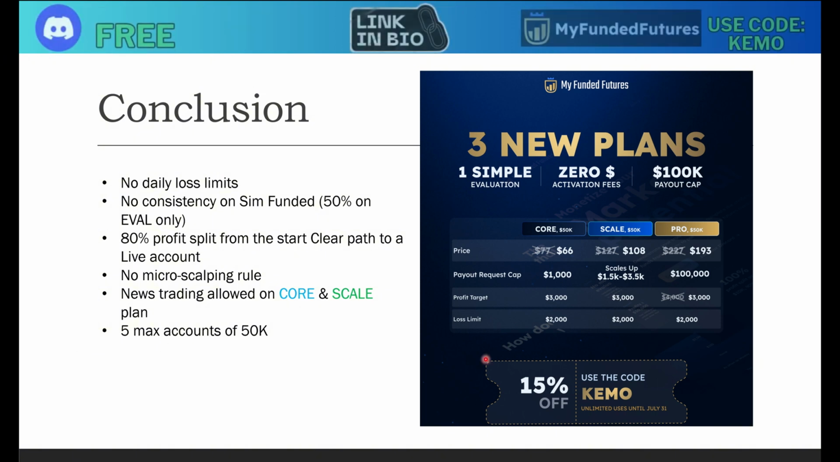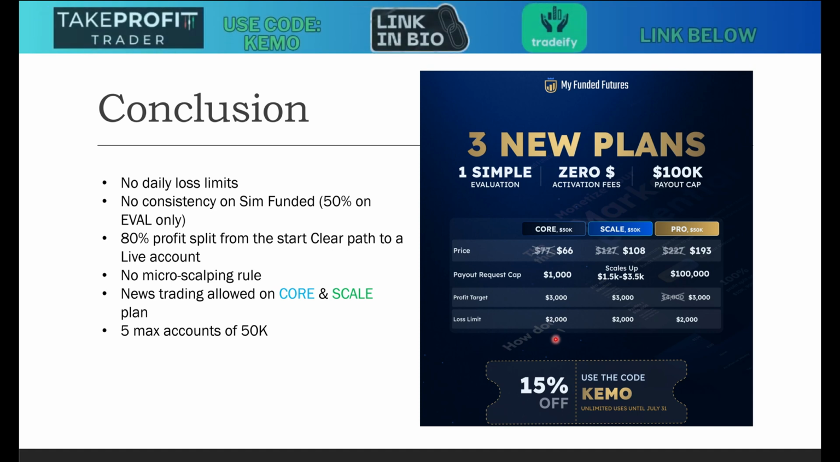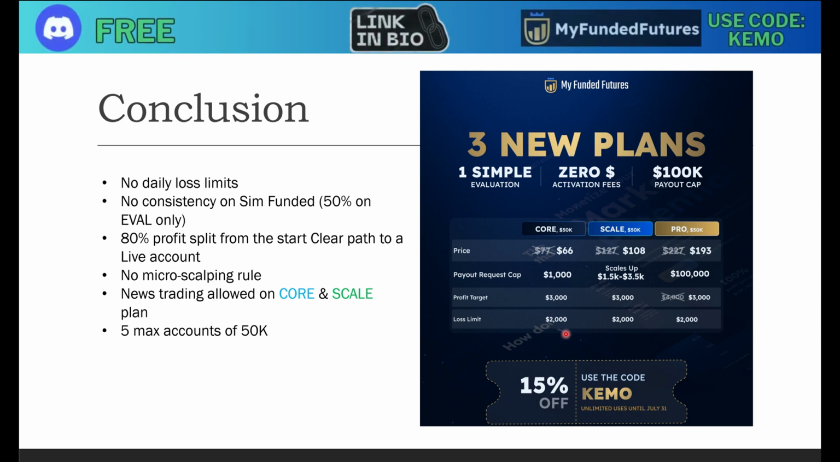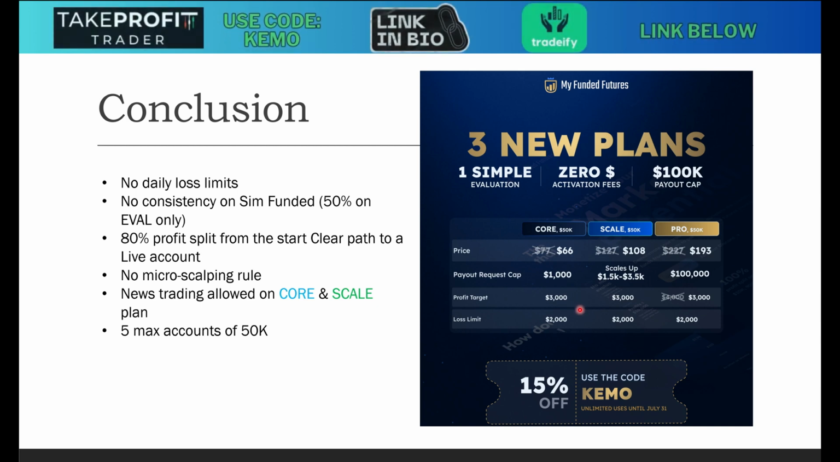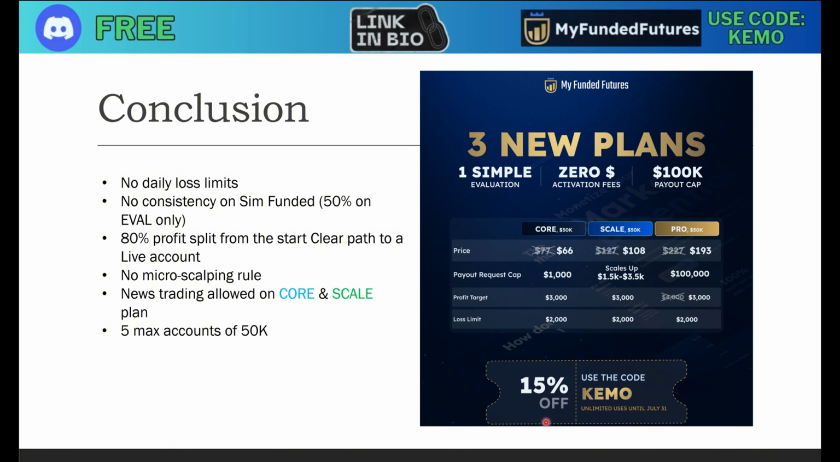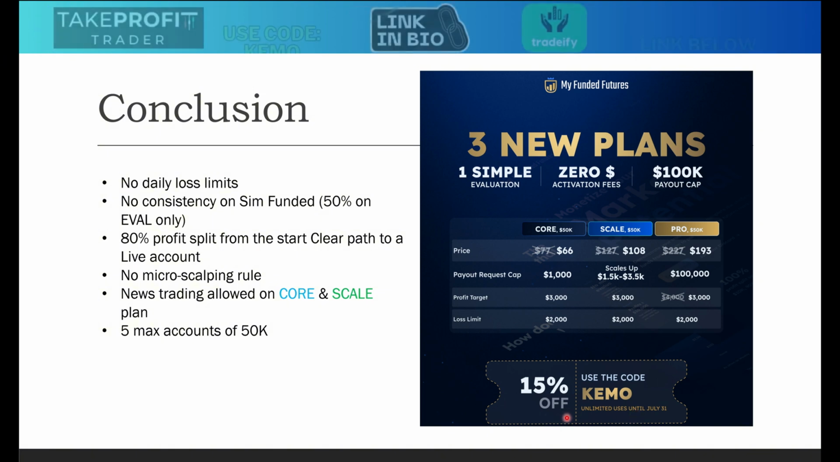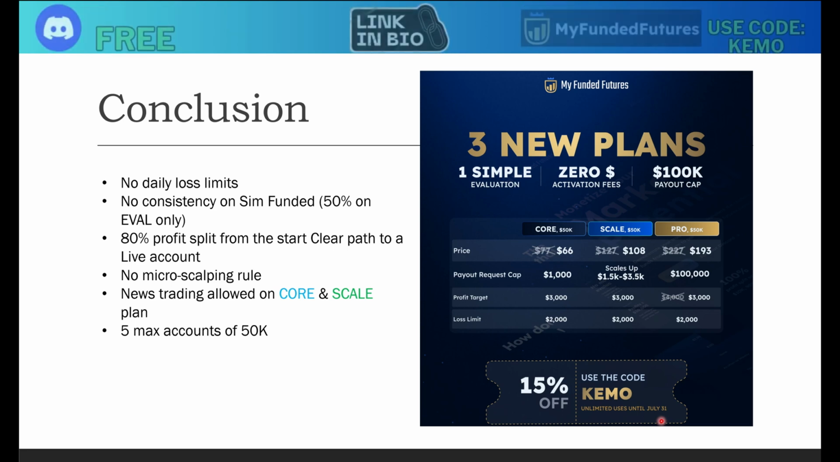And as I said before, if you are a small trader who makes small profits every single day and is consistent, and you don't really hit home runs, go with the core plan. It's $66, no activation fee. That's awesome. And this is only when you use my coupon code, which will automatically give you 15% at checkout. And this will end on July 31st.